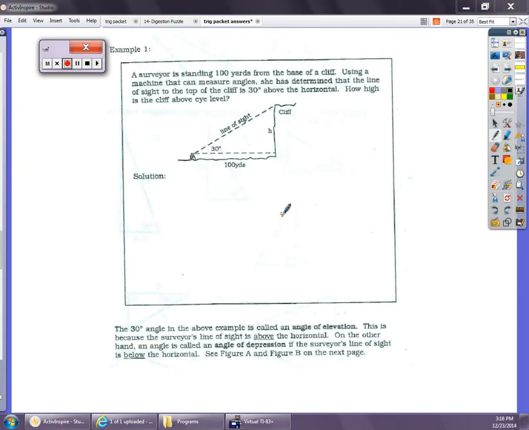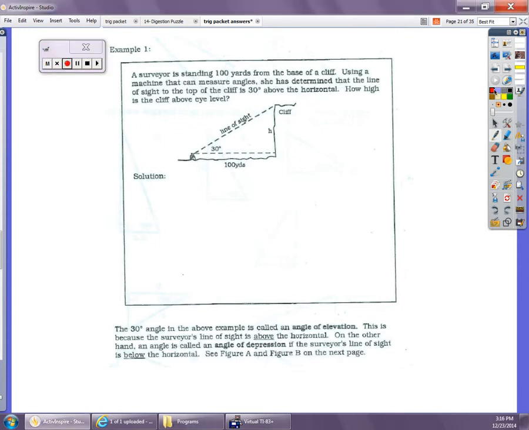Okay, continuing with our trig packet, we're going to get into some of the application problems. So when we first look at this one, it says a surveyor standing 100 yards from the base of a cliff using a machine that can measure angles. She has determined that the line of sight to the top of the cliff is 30 degrees above the horizontal. How high is the cliff?